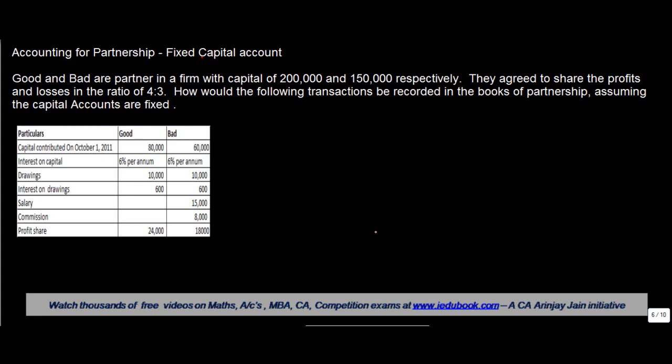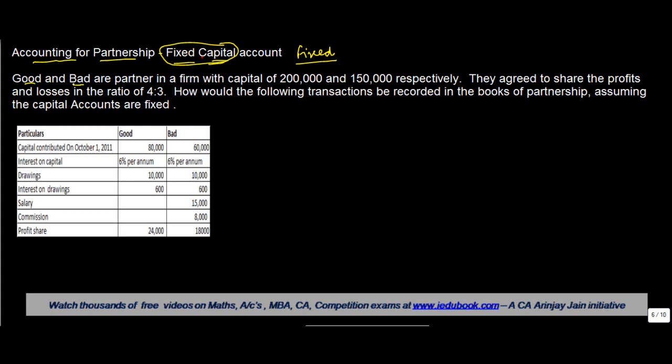Okay, let us take a problem on fixed capital account. As we discussed earlier, fixed capital account is a situation wherein the capital account of a partner remains fixed, and all the adjustments, except for fresh introduction of capital, are to be done in a separate account called the partner's current account. So let's see what are the facts of this case.